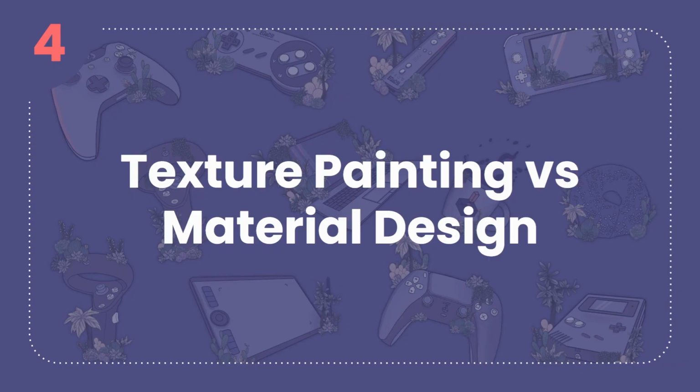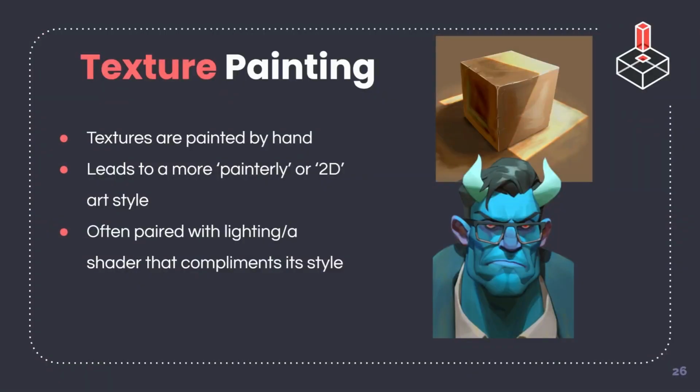Texture painting versus material design. Two different really cool techniques to bringing your UV maps to life. Texture painting has textures that are painted by hand, and it leads to a more painterly or 2D art style. It's often paired with lighting or a shader that complements its style.